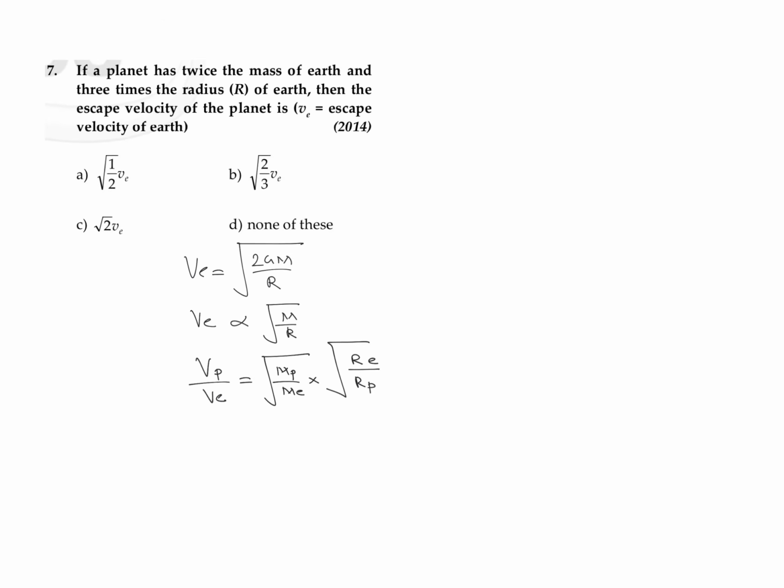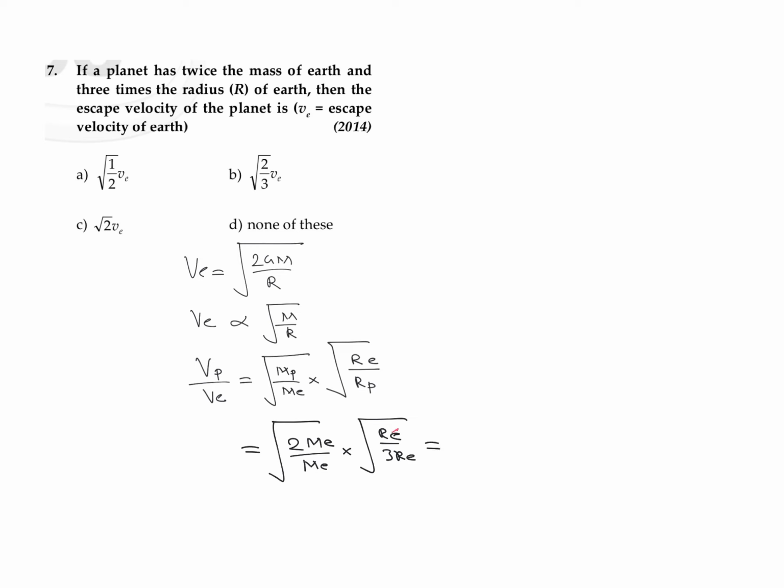Now, according to the question, it is given that the planet has twice the mass of Earth, which we can take as 2 times the mass of Earth divided by mass of Earth, into under root of 3 times the radius of Earth. So we can take it as RE divided by 3 times RE.